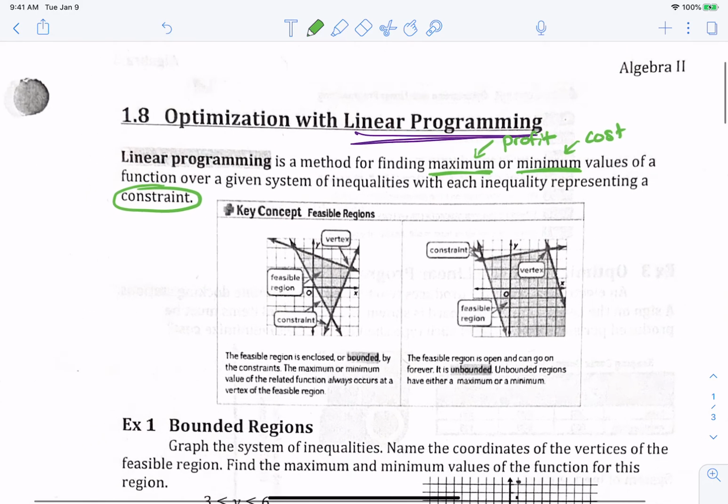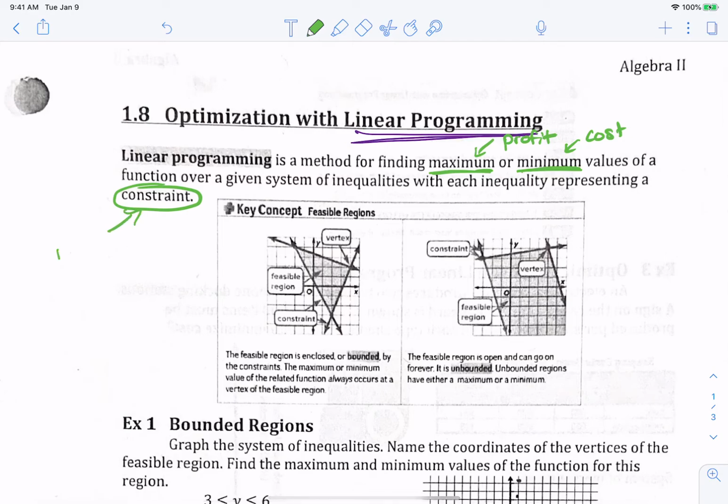The constraints that I'm given is like the materials. So maybe we are producing shoes and I have a limited amount of materials to make those shoes, like the rubber that goes on the bottom of your shoes or the laces or things like that. I have a limited amount of materials and I want to get the most profit with the least amount of cost, okay? And that's kind of what we're doing for this section, okay?